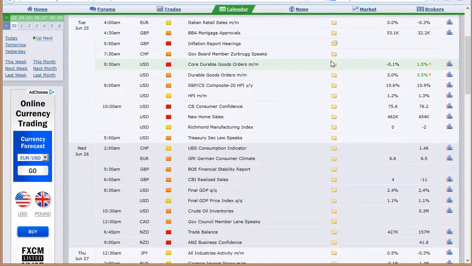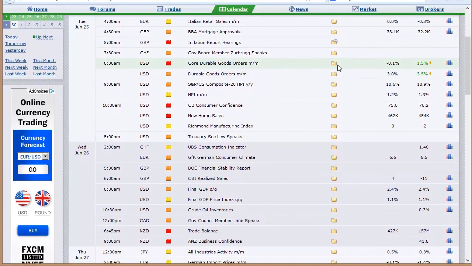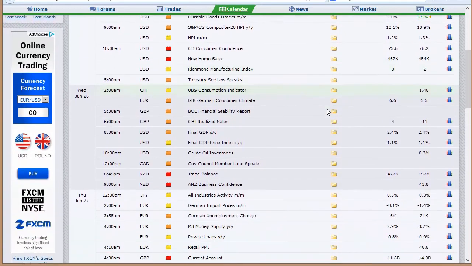Italian retail sales at 4 a.m. Eastern Time on Tuesday. Inflation report hearings out of the UK. We've got durable goods here in the U.S., the HPI, consumer confidence, which is a big number for stocks, not really for Forex. New home sales, the Richmond Manufacturing Index, and a speech from the Treasury Secretary.